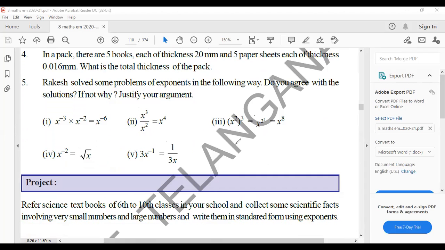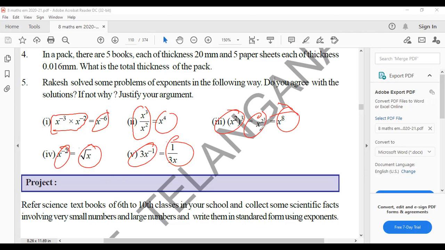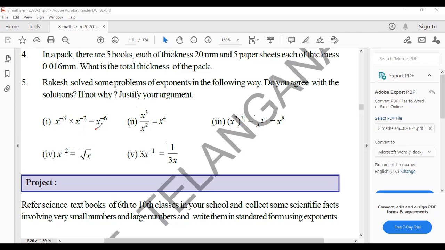Simply, the concept here is that we need to check whether each solution is correct or not. We need to cross-check: LHS equal to RHS. In every case, you need to check whether it follows this or not. LHS equal to RHS. Any one side you can simplify. This is a single term. You can simplify this one on the left. What will the answer be?